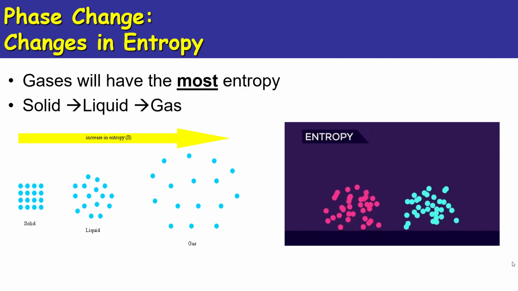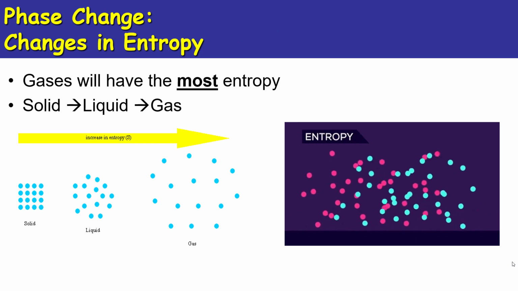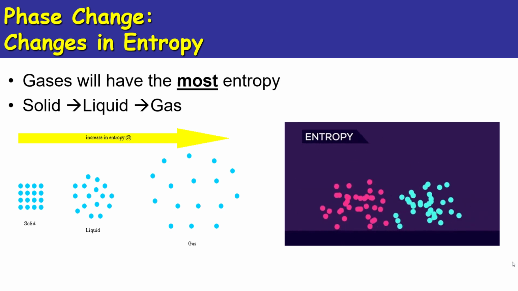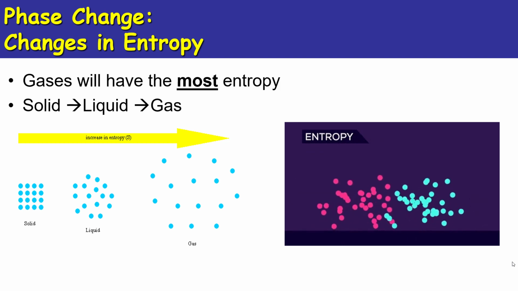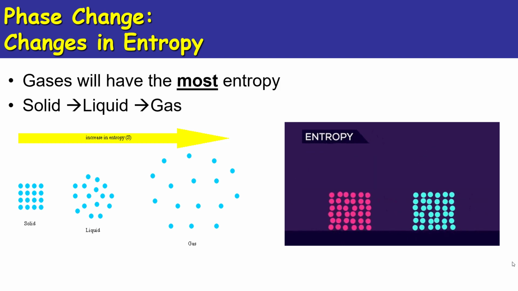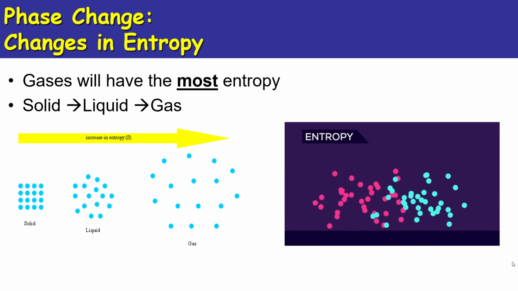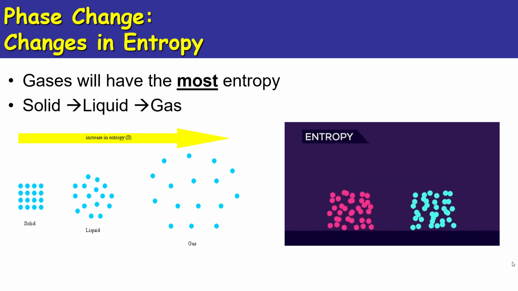The same can be said of our gases. Gases will have the most entropy in any system. Why? Because gases spread out, take the shape of the container, and intermingle. There is more disorder in a gas than there is in a liquid, and certainly more than there was in a solid.